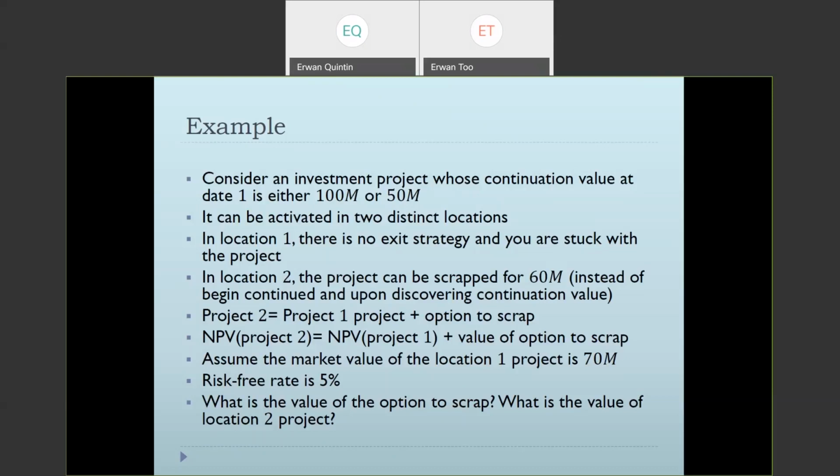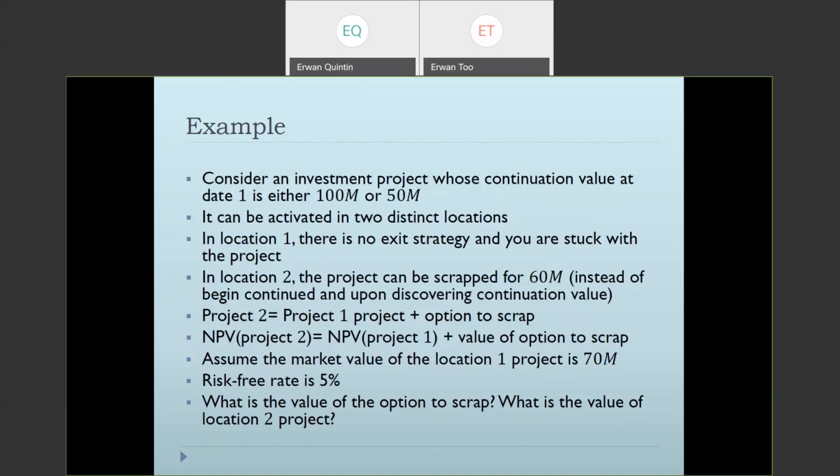In the first economy, in the first location, I'm going to assume that there is no exit strategy. You are stuck with the project. So that means that you're going to take this gamble, which is going to have value 100 or 50 in its primary purpose, and you're just going to get what you get and not throw a fit. You get either 100 or 50, that's it. There's nothing else you can do about it. So that's in location one.